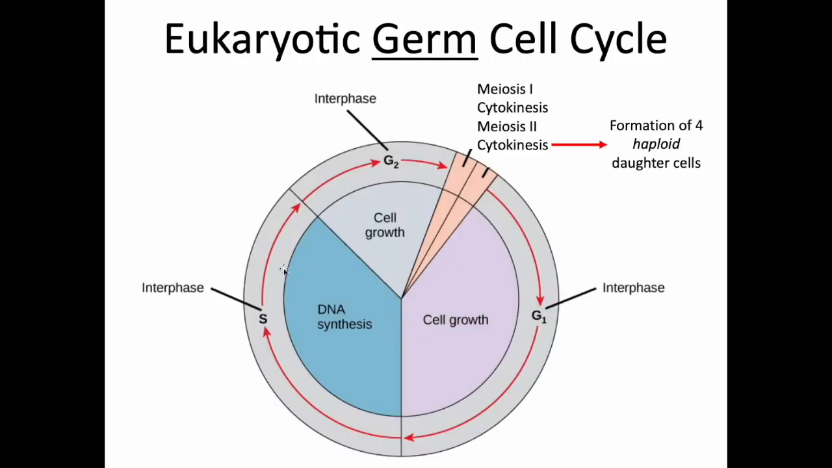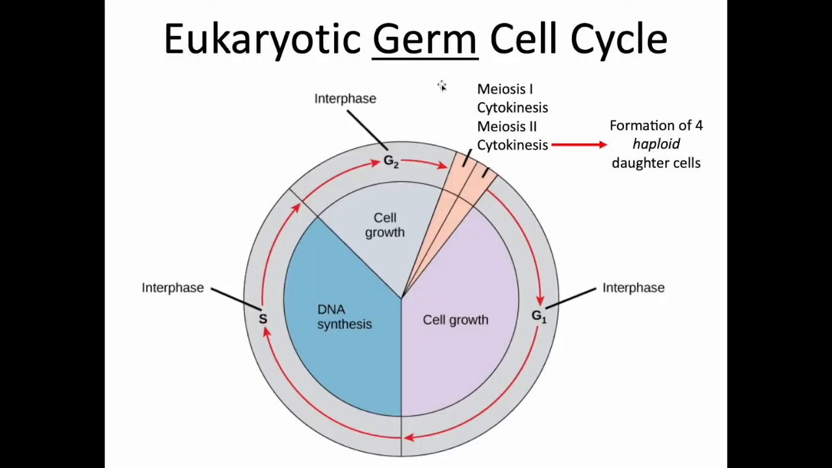So, all right, eukaryotic germ cell cycle. We got interphase. Not going to say anything more about that. We talked about G1, S, and G2 in the last chapter. I'm not going to rehash any of that again. It's the same interphase I talked about then. Copy and paste all that in. All right, next we have meiosis 1.